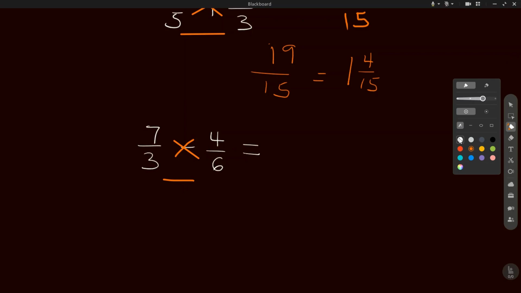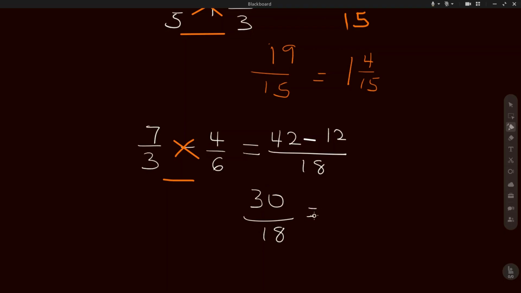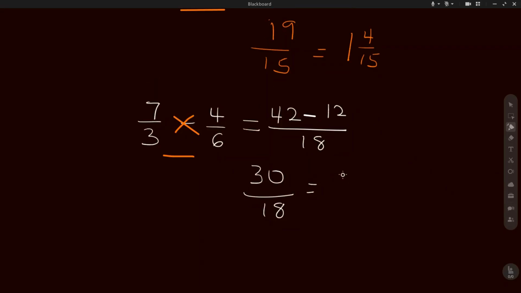So that we will have 7 times 6 is 42. 4 times 3 is 12, then over 3 times 6 is 18. So this will give 30 over 18. And when you are solving fractions, don't leave your answer like this. Make sure you simplify it further. So 6 will go in 30 5 times, and 6 will go in 18 3 times. So the answer now will be 5 over 3, that's one whole number, 2 over 3.